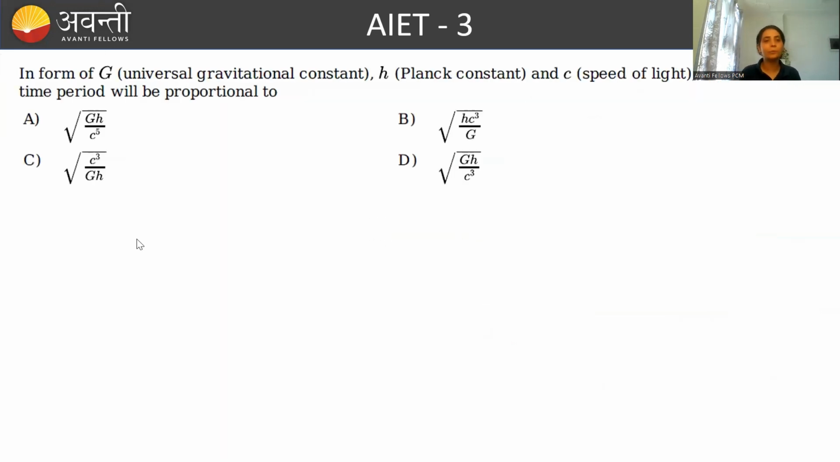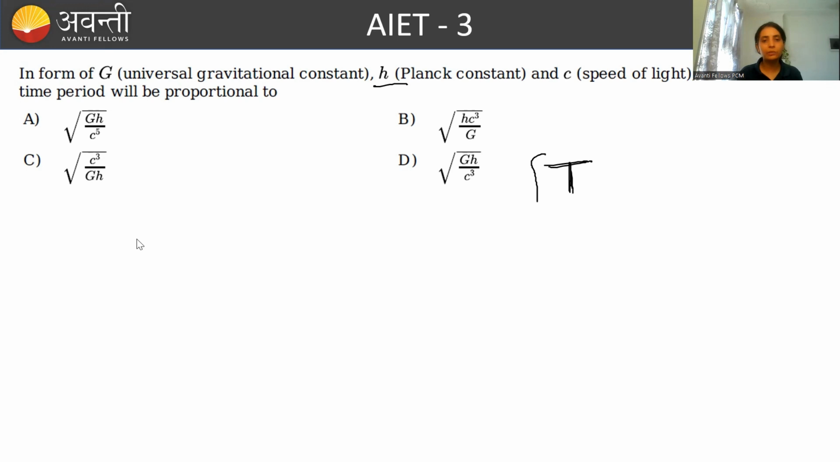What is the next question? In terms of G, h and c, the time period will be proportional to what. Such types of questions also come, like energy you have to express as something, right? Here you have to express time period in the form of the gravitational constant, Planck constant and speed of light. So how you will go through it, that's the thing here. What approach can we take? Through dimensional analysis we will solve it.